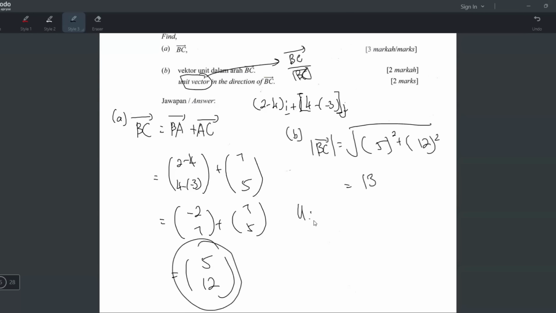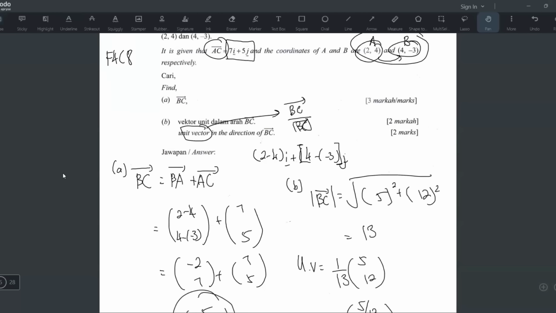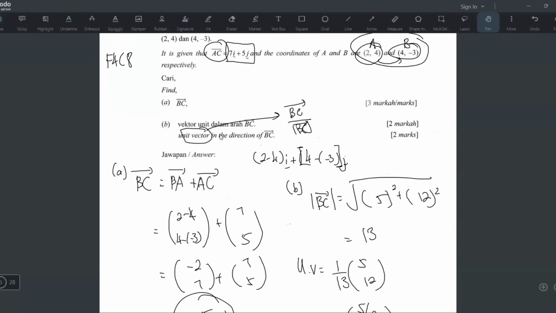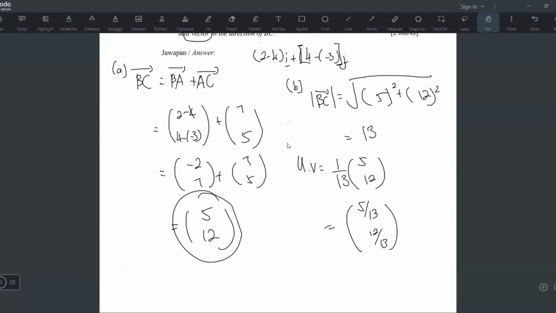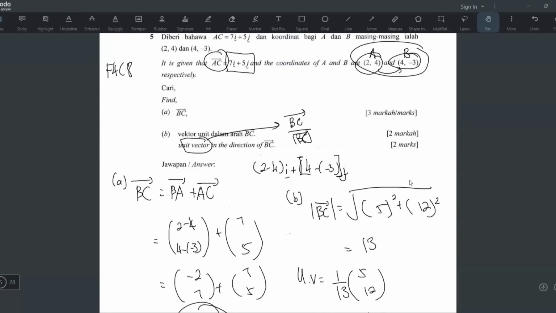Now for the unit vector, it will be BC vector, which is 5, 12 divided with the magnitude 13. So it will look something like this lah, 1 over 13 and then 5, 12, and then divide with 13, 5 over 13, 12 over 13 like this. Okay, if you want to write in IJ form also can. But this question never specify cakap nak tulis dalam form yang mana, so I can just write either one. So I choose to write in the bracket form lah. Okay, that's it.